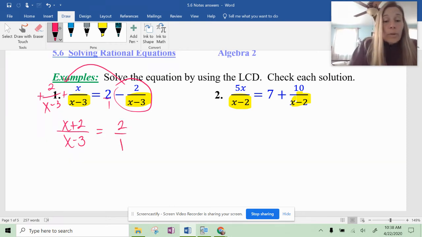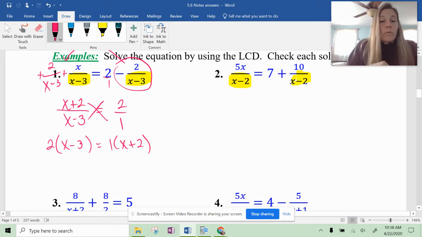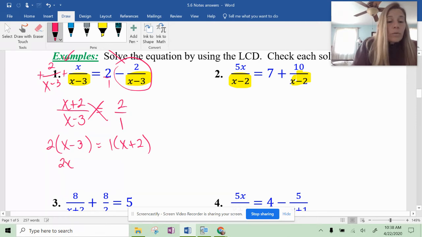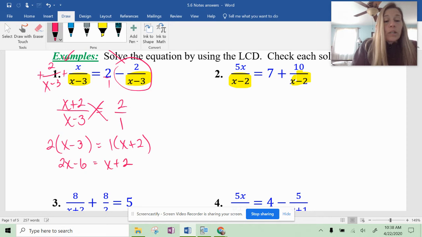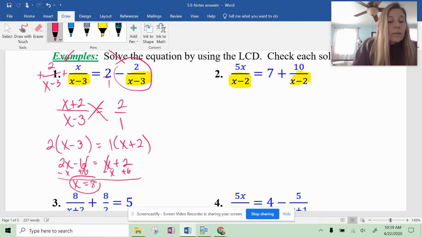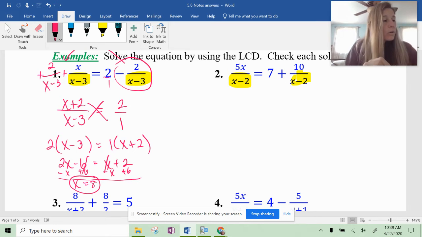And then we cross multiply. So make sure you put those binomials in parentheses because we will distribute. Okay, so now when we distribute, we get 2x minus 6 equals x plus 2. Solve for x. So we're going to get the x on one side, the constants on the other side, so we end up with x equals 8.